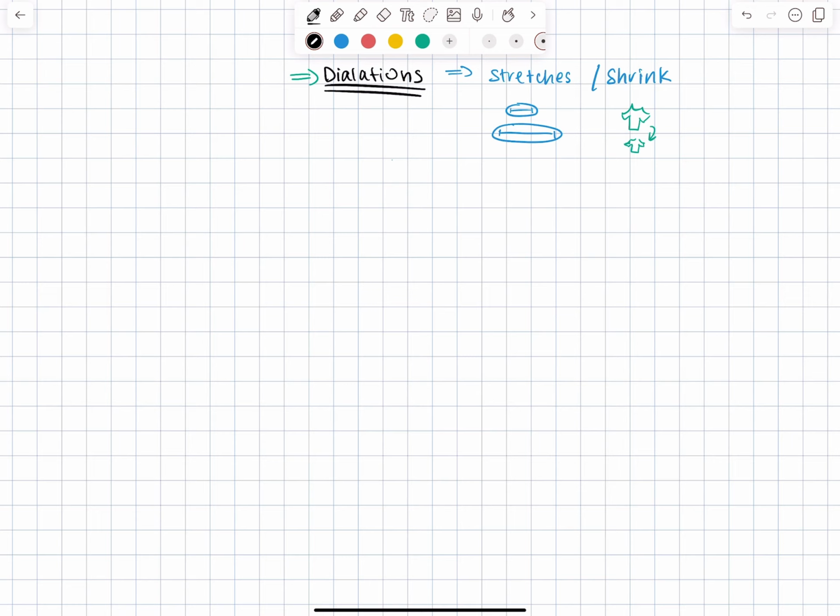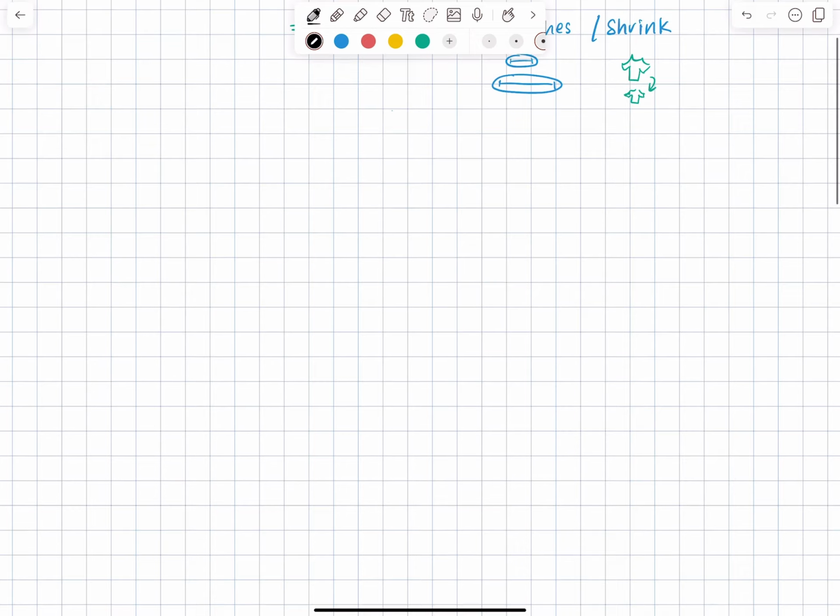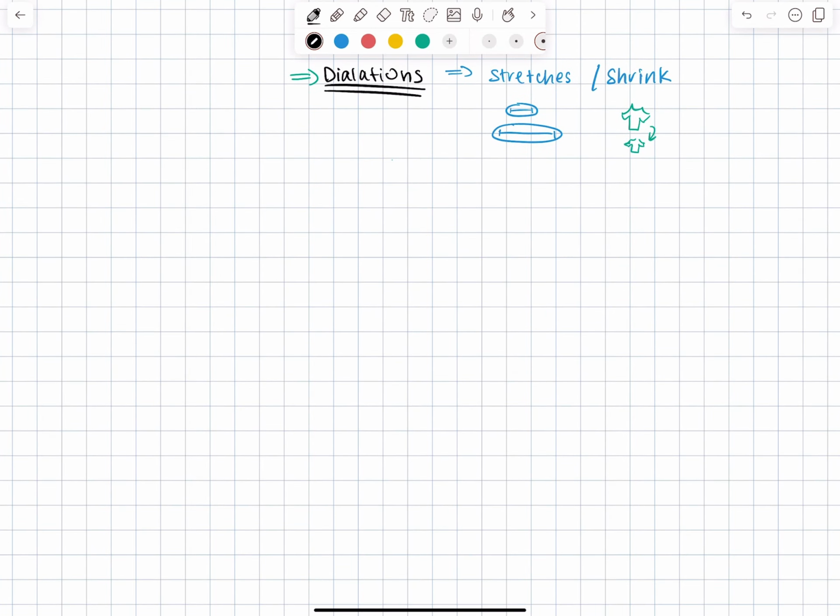So we already just said that stretches and shrinks are dilations. So when does a stretch occur and when does a shrink occur? So for a stretch, think of the rubber band. A stretch occurs when you have a number that is greater than 0, and it's also actually greater than 1 as your coefficient.